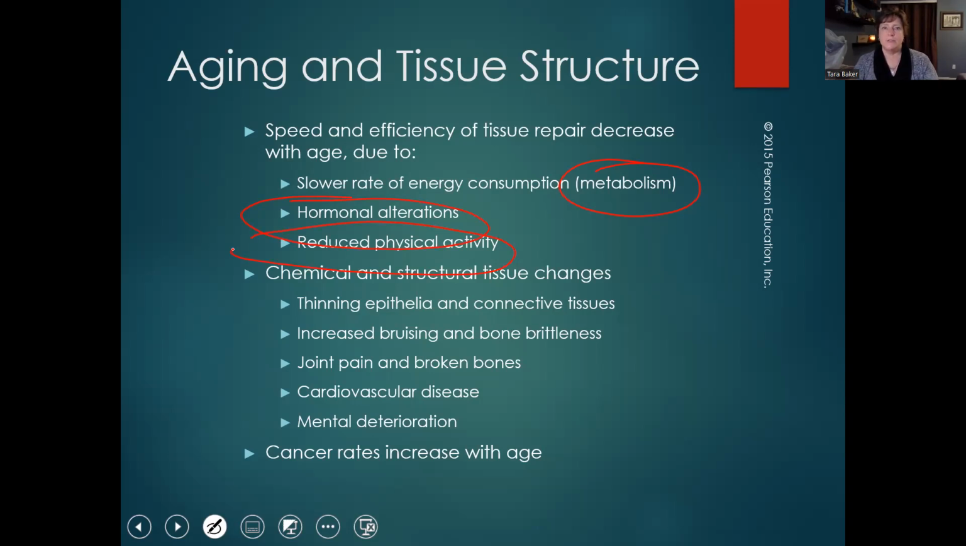Things that we will notice about tissues in elderly people are thinning epithelia. So if you look at grandma's or great-grandma's skin, it's very, very thin now. And epithelia and all connective tissues throughout the body are thinning. You have increased bruising and bone brittleness. So it's easier to break a bone, and you're going to see more bruising in individuals, more joint pain and broken bones. Cardiovascular disease, mental deterioration, and cancer rates increase with age. All bad news.